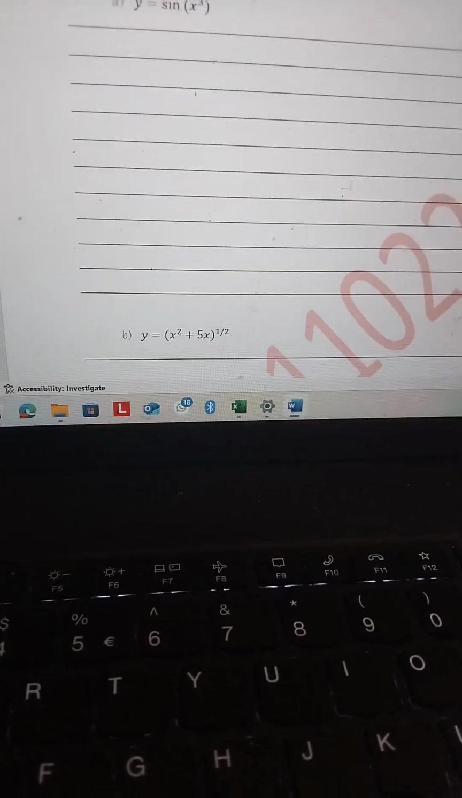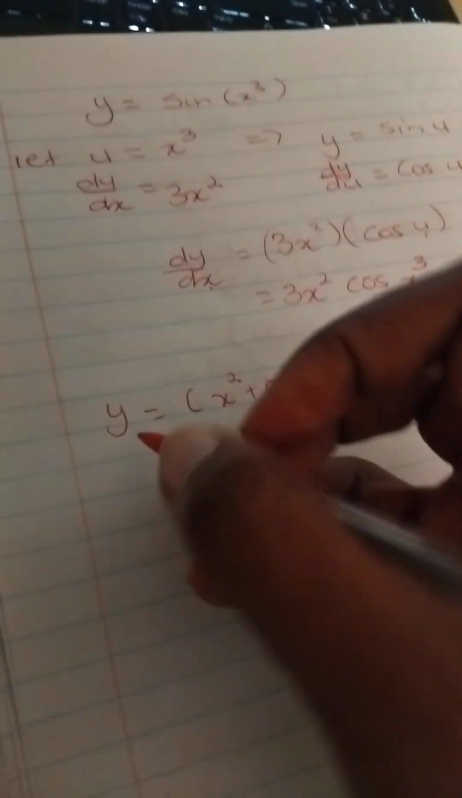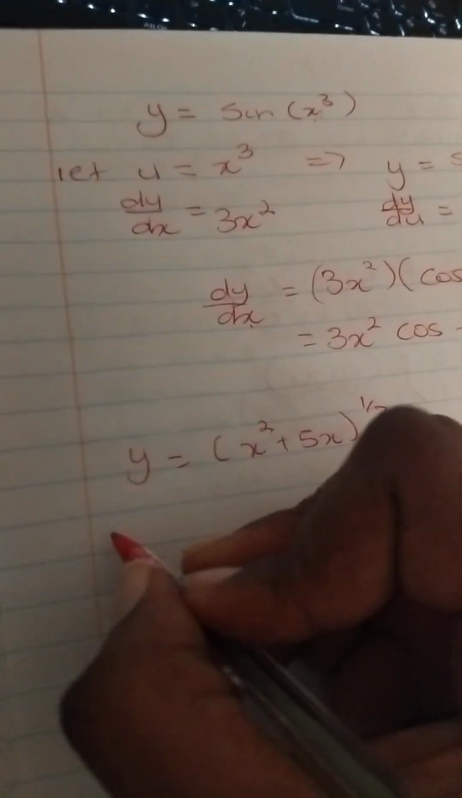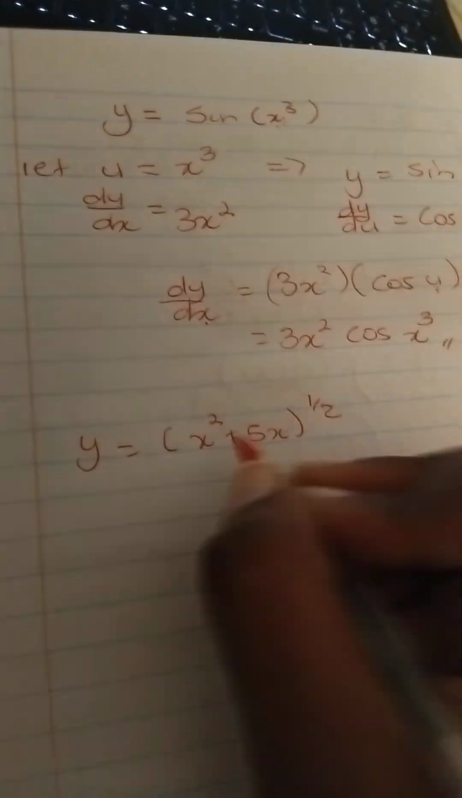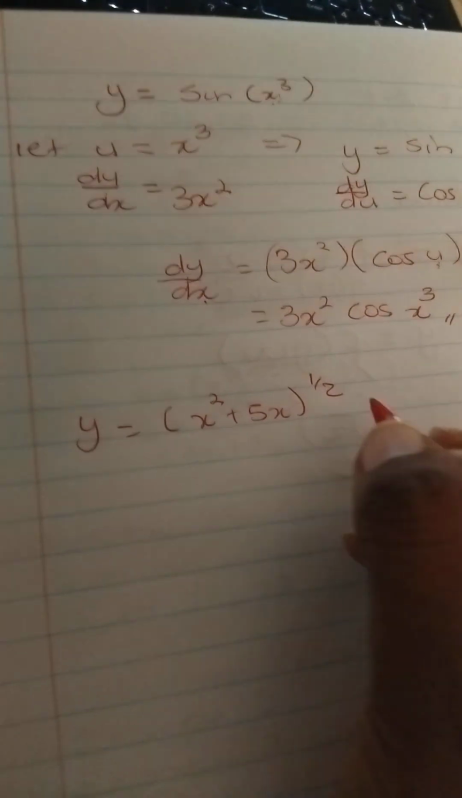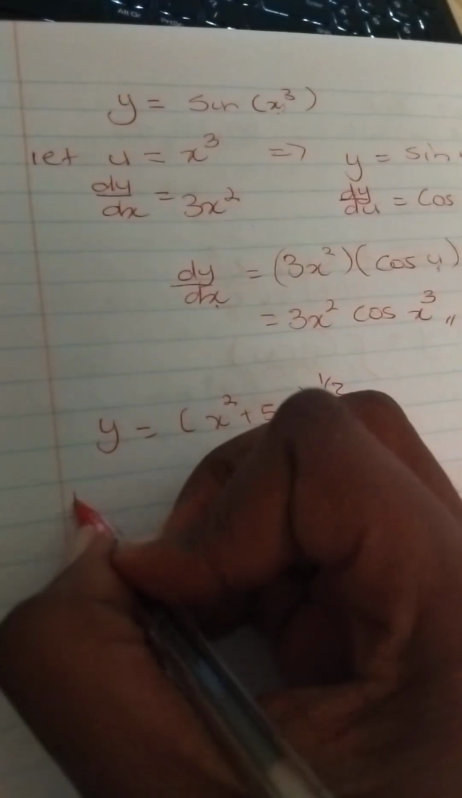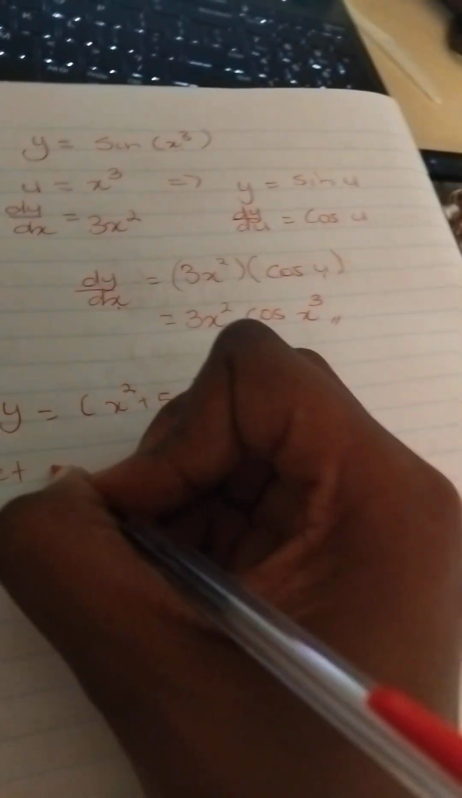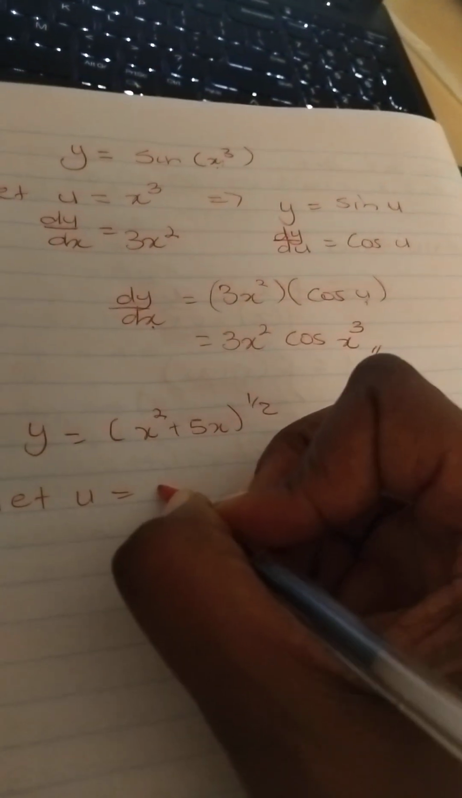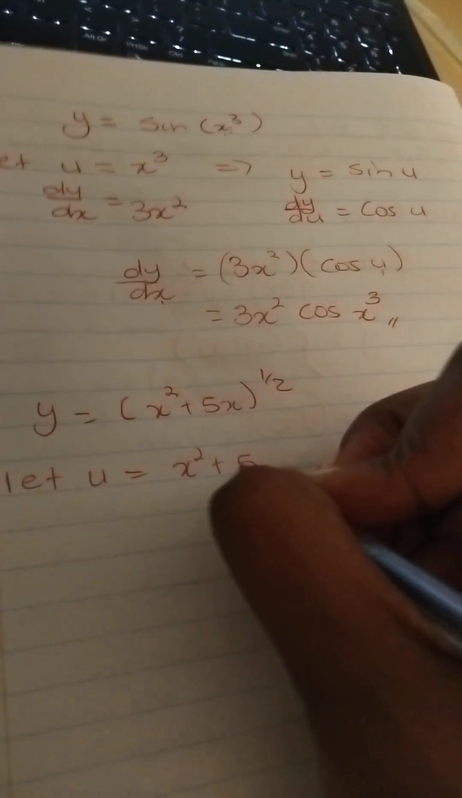From our workbook, we have y is equal to x squared plus 5x all to the power half. Okay, so let's do the derivative here. The first thing for you to do when you realize you have a composite function is to identify an inner function and the outer function. So in this case, our inner function is x squared plus 5x.